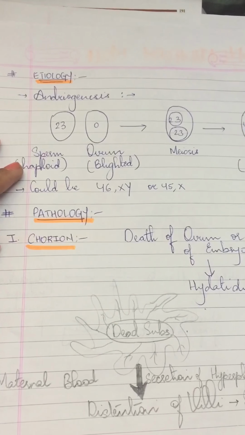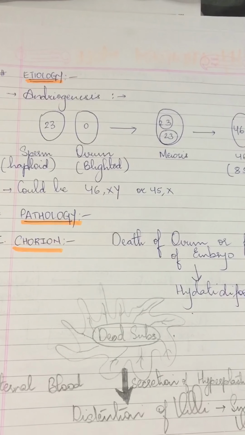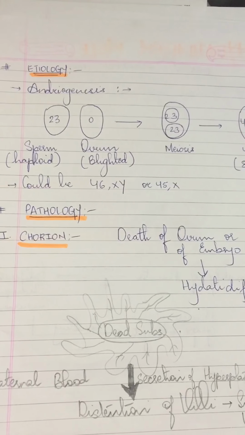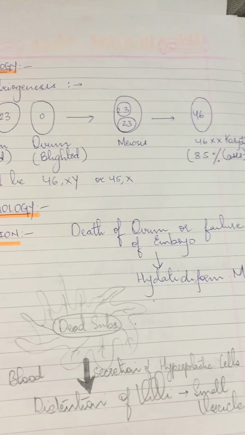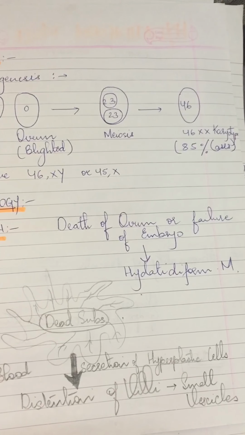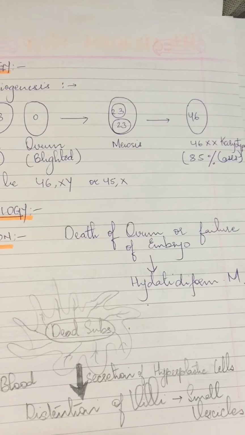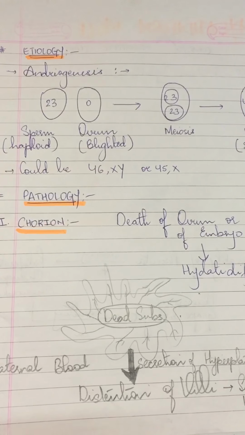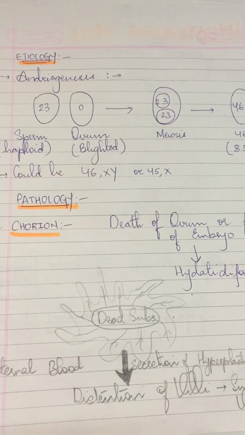It is based upon the phenomenon of androgenesis. That means there is no contribution of maternal chromosomes in a complete mole. What happens in a complete mole is the sperm, for example, is haploid. When it fuses after the process of meiosis, it leads to the formation of a 46XX karyotype, which is 85% of cases. Now in an incomplete mole, there is a 2:1 contribution of maternal to paternal chromosomes.